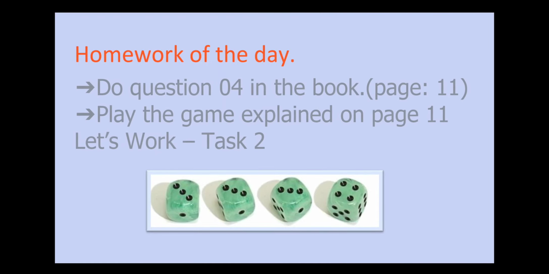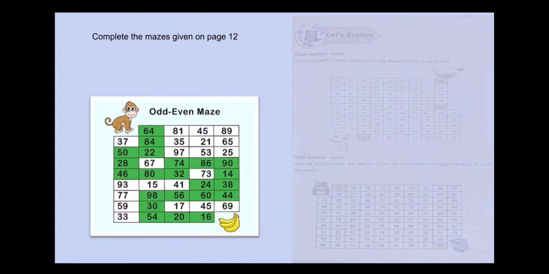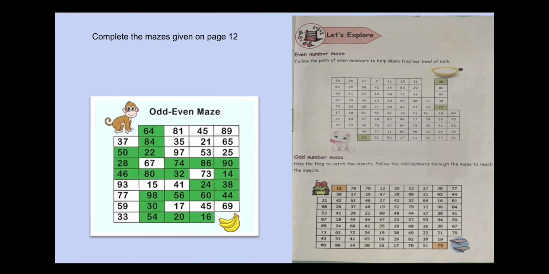Now your homework is do question 4 in the book, page 11, and play the game explained on page 11 under the heading Let's Work Task 2, where you have to roll 4 dice and then you have to create a number of 4 digits and then find out whether the number that you have created is even or odd. On page number 12, you have 2 mazes of odd and even numbers, and you have to complete them too in your book.